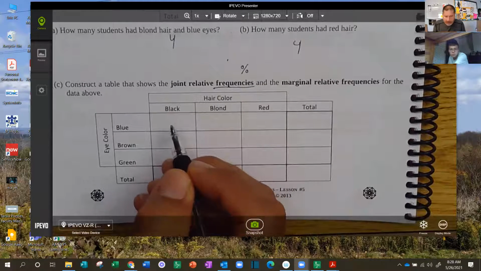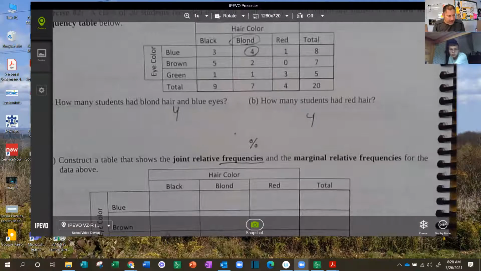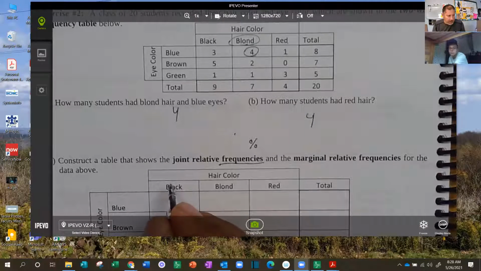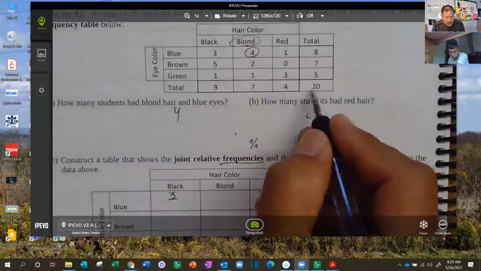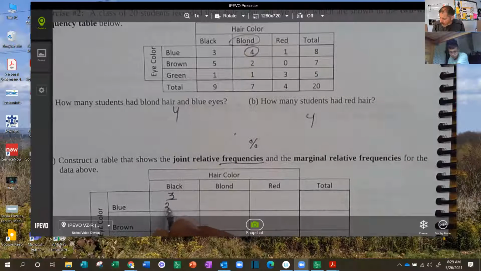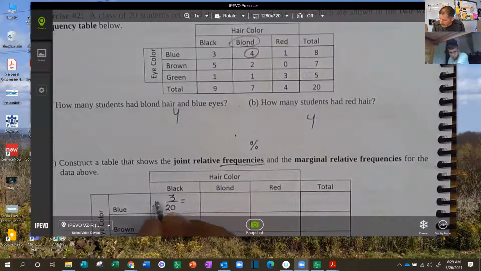So let's take a look at, and I feel like I need to zoom out so I can get both tables in. Okay, so I'll do this first column. The number of black-haired folks who have blue eyes is 3, but there's a total of 20 people. So 3 out of 20 is the frequency with which people have black hair and blue eyes. And if we divide those, we get 0.15 or 15%.